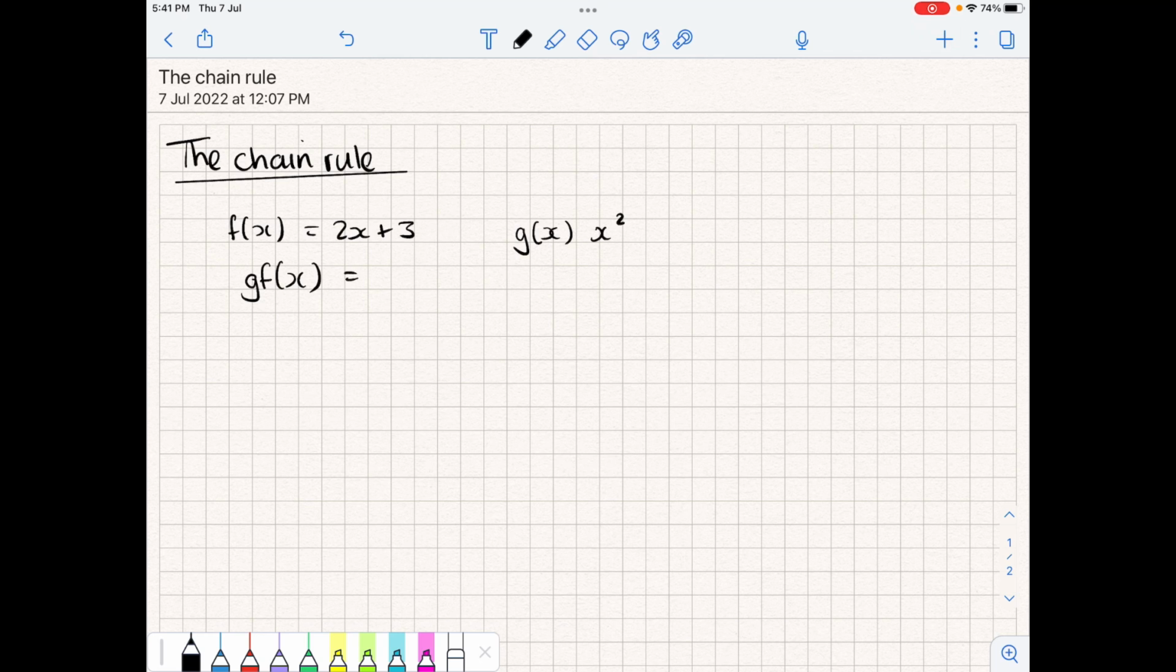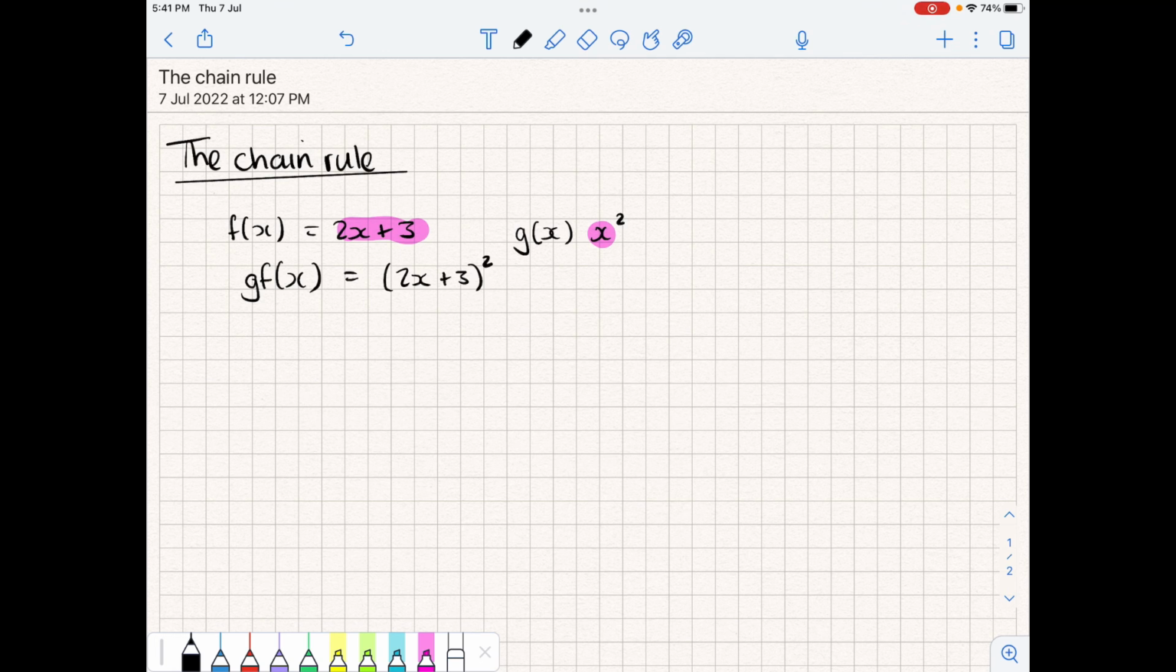So g f of x would be f, which is this function here, and it'll go inside this function here, which is something squared. So here's the function f, and by squaring we have the function g. So this is what we call a composite function. Okay, we have a function inside a function.